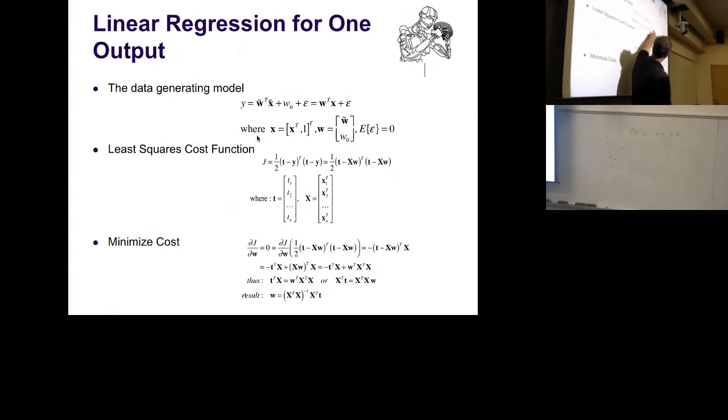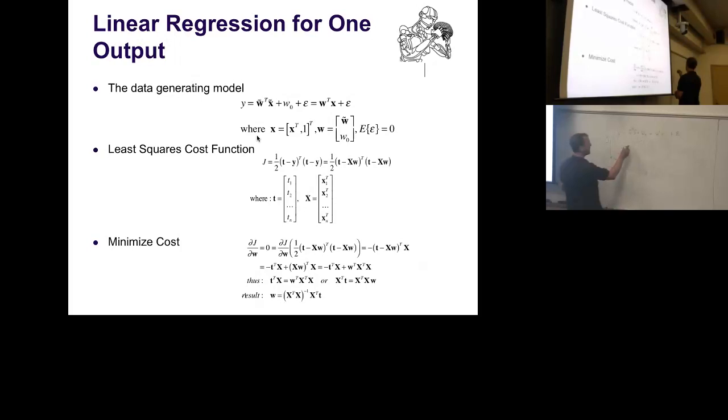You assume epsilon is a mean zero noise process, as we have in the Kalman filtering. That's very important. So that means you get data points from this line, which are not right on this line. That would be nice, but they're a little bit noisy, like this. And you want to fit a line through that.